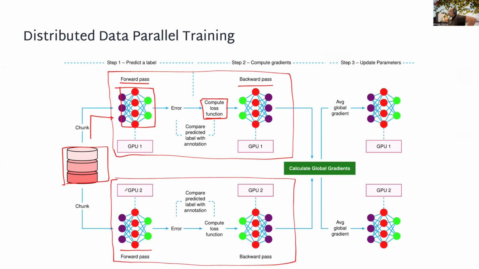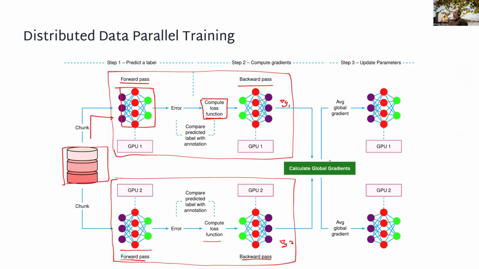Right? So on another node, we perform this forward pass on a different chunk of the data, and then we compute a local loss function, and then we perform this backward pass to compute the gradients. So up to this point, each node has its own local gradients. Here we have gradient 1, and here we have gradient 2, something like that.